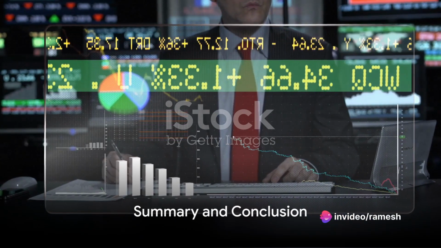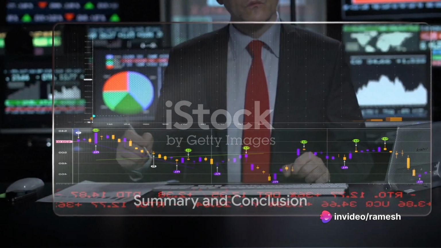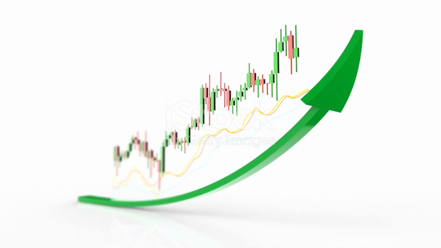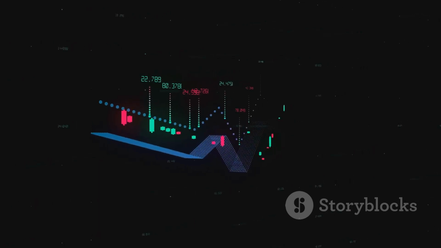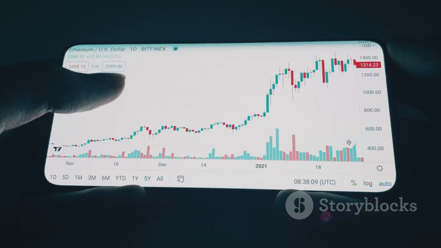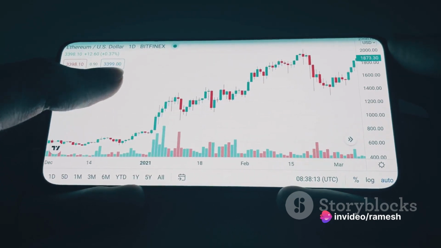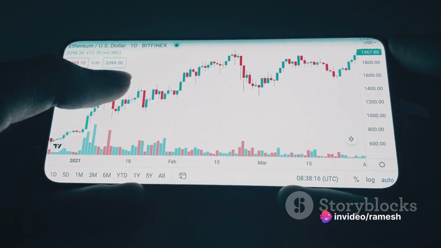In summary, the smart money concept is about identifying and following the big players in the market. It involves understanding market trends, analyzing trading volumes, and finding the right entry points. With practice and a keen understanding of market dynamics, this concept could be a powerful tool in your trading arsenal.